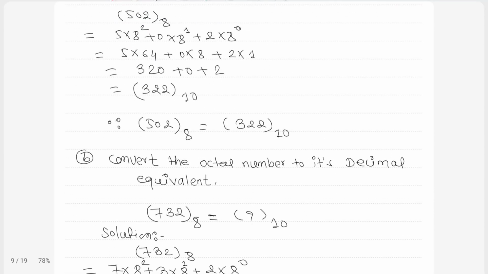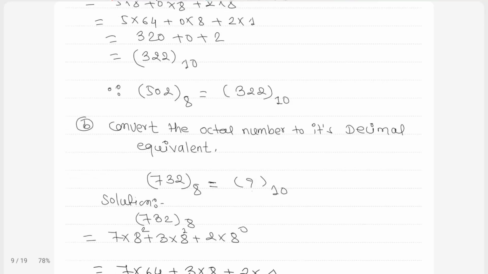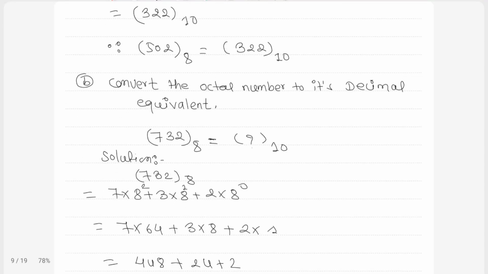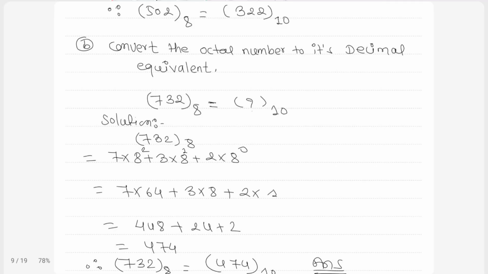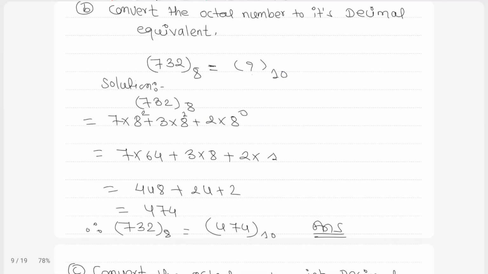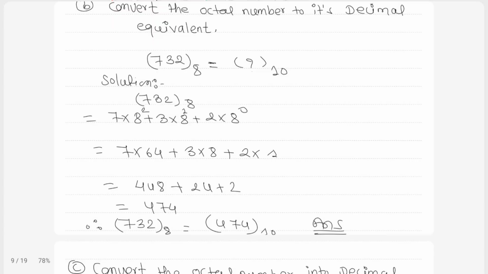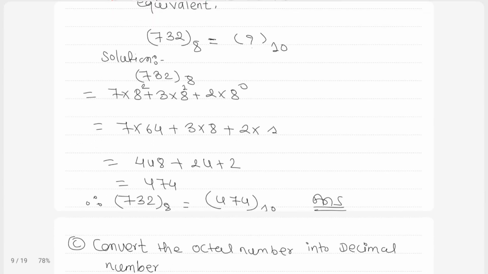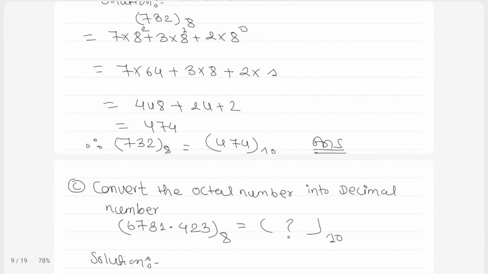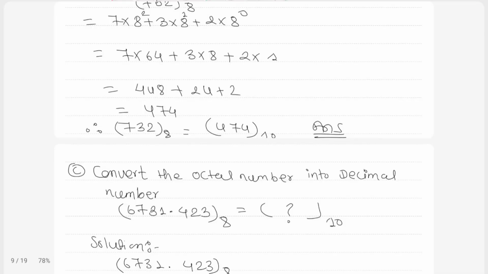When we have both an integer part and a fractional part, there is also a difference, so let's see another example to clear your doubt. We have 73 base 8, equal to what? Write down the solution, multiply by 8 and raise the power from right to left. Then calculate and get the result. These values come from between 0 to 9.